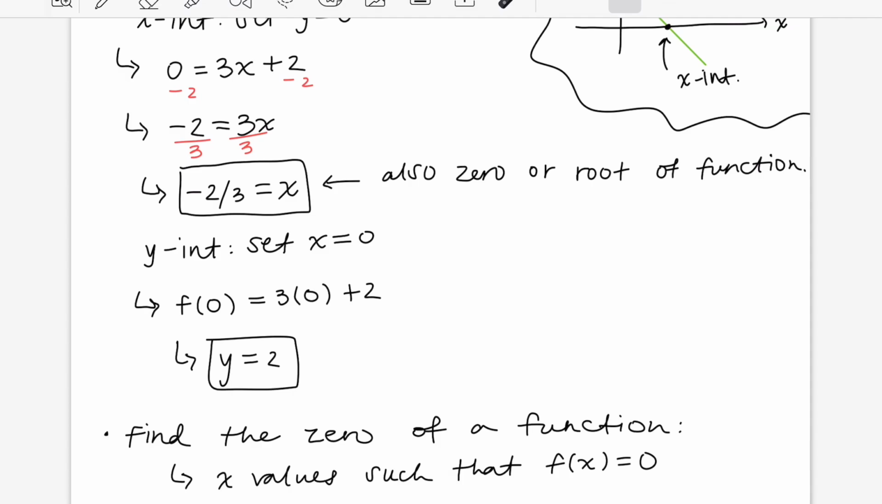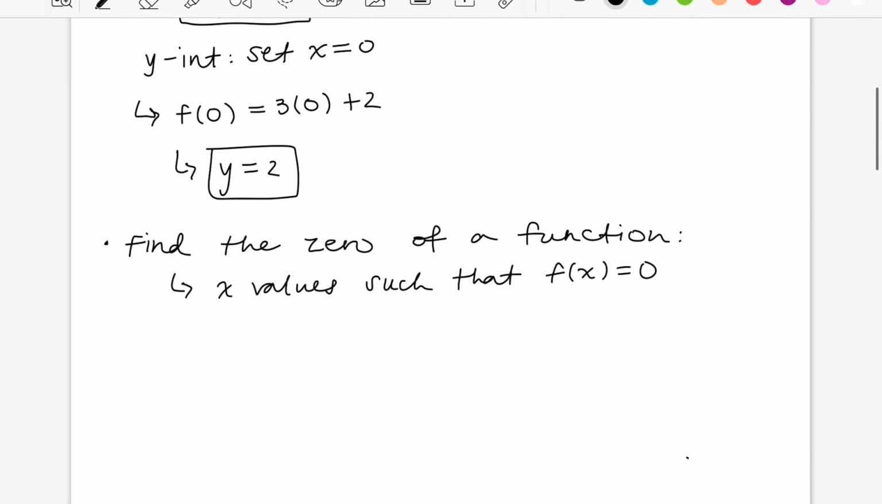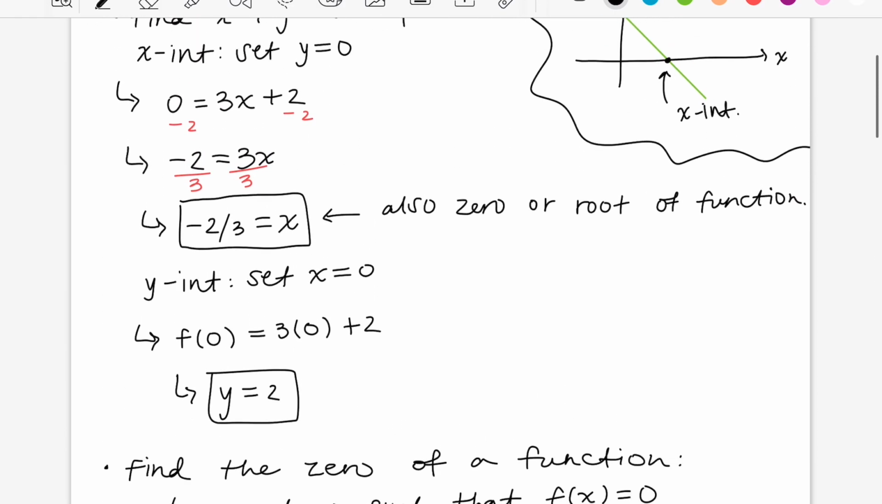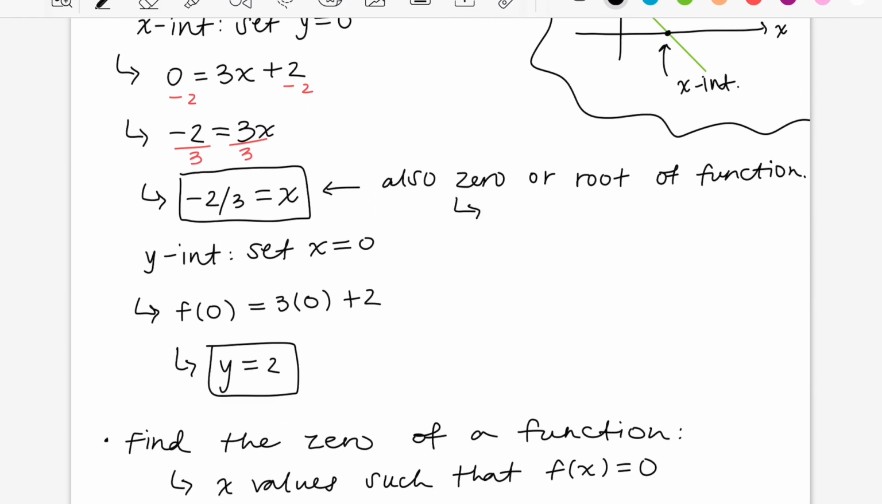All right, so now what we can do is we can graph this. We can have a rough sketch because we have 2 points. Our x-intercept tells us that we have 1 point, (-2/3, 0), because our x value is this and our y value is 0. And then our y-intercept tells us we have the point (0, 2). So at x equal to 0, our y value is 2.